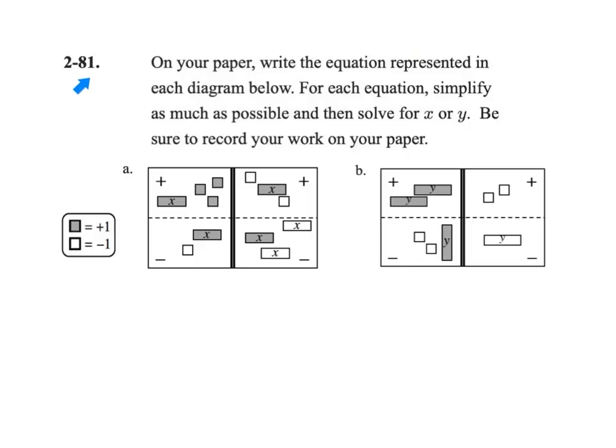Problem 2-81. On your paper, write the equation represented in each diagram below. For each equation, simplify as much as possible and then solve for x or y. Be sure to record your work on your paper.